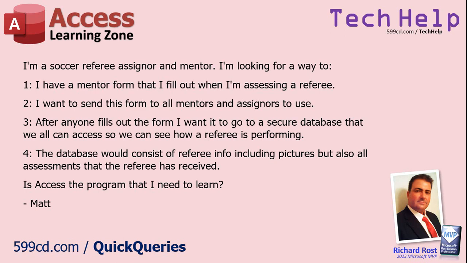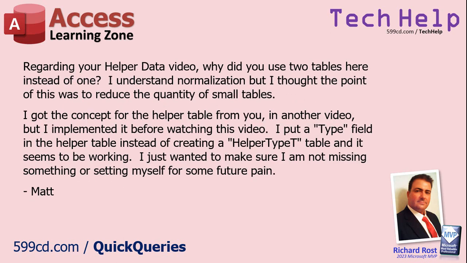Give me your feedback. Next up, a different Matt has a question about the helper data video. He says, regarding your helper data video, why did you use 2 tables instead of 1? I understand normalization, but I thought the point was to reduce the quantity of small tables. I got the concept for your helper table in another video, but I implemented it before watching this one. I put a type field in the helper table instead of creating a helper type table, and it seems to be working. I just wanted to make sure I'm not missing something or setting myself up for some future pain.